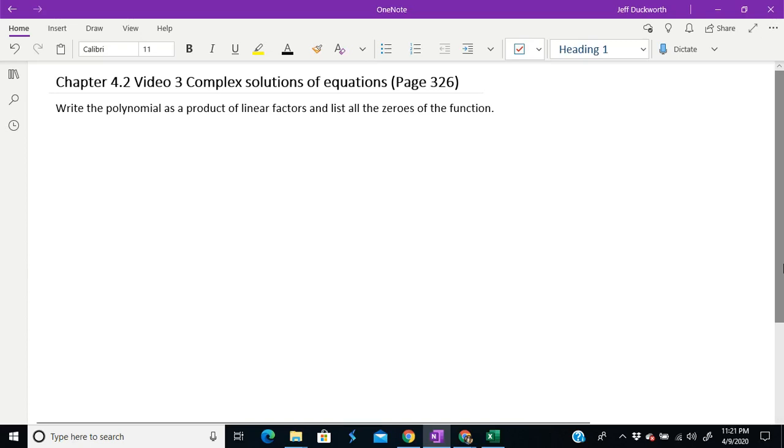All right, this is the third video from Chapter 4, Section 2. We're still doing homework problems from page 326. I've gone to the section, problems 33 to 48. The instruction is: write the polynomial as a product of linear factors and list all the zeros of the function. So from the first video, the function equals some number k times the product of x minus c_i's.